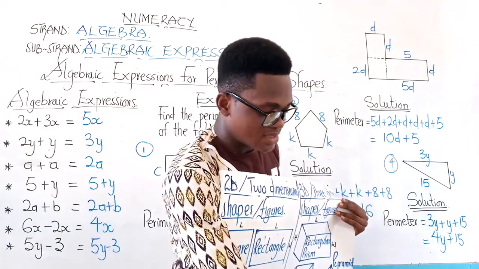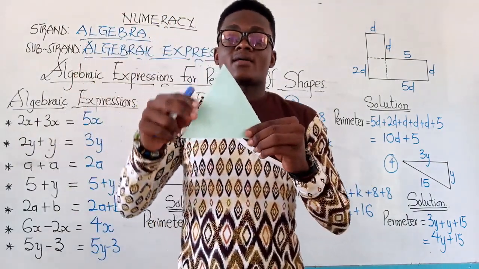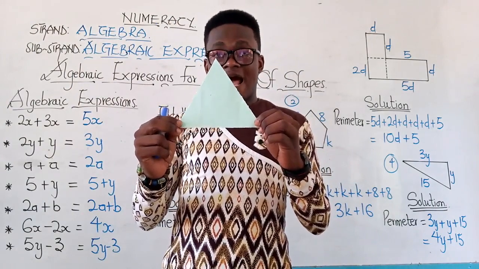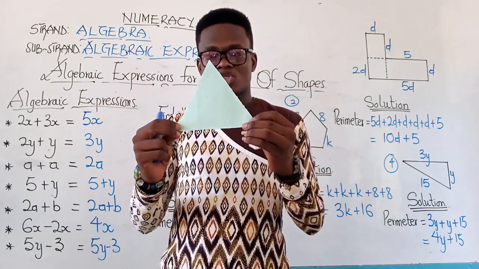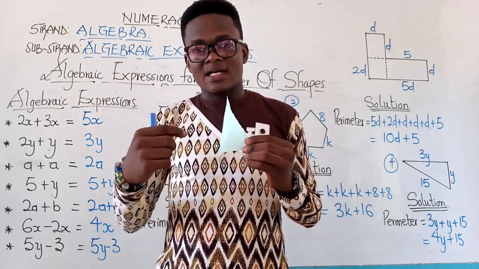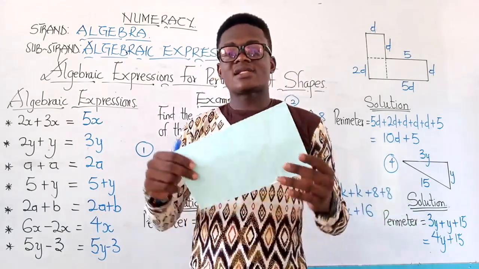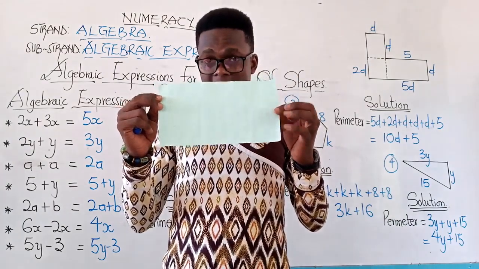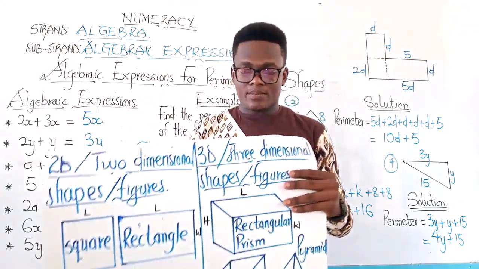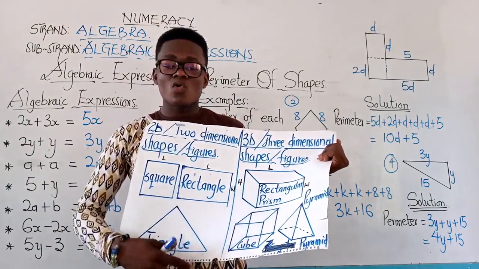So this is an example of a two-dimensional shape. It's a flat plane figure or shape that has two dimensions, that is, length and width. So this is a triangle, and then this is what? A rectangle. Good. All right, I would like to use this privilege to also look at the three-dimensional shape so that you can know the difference.